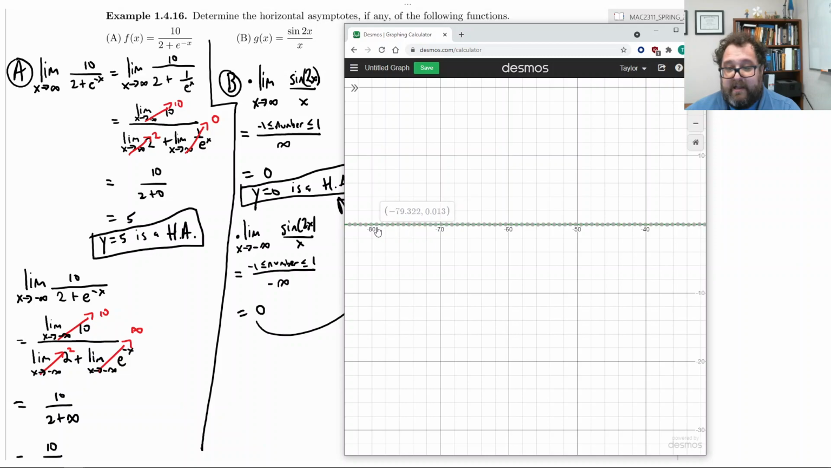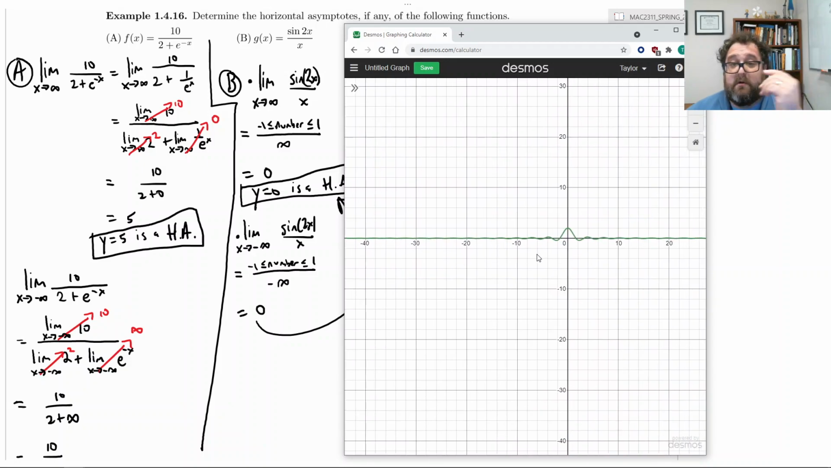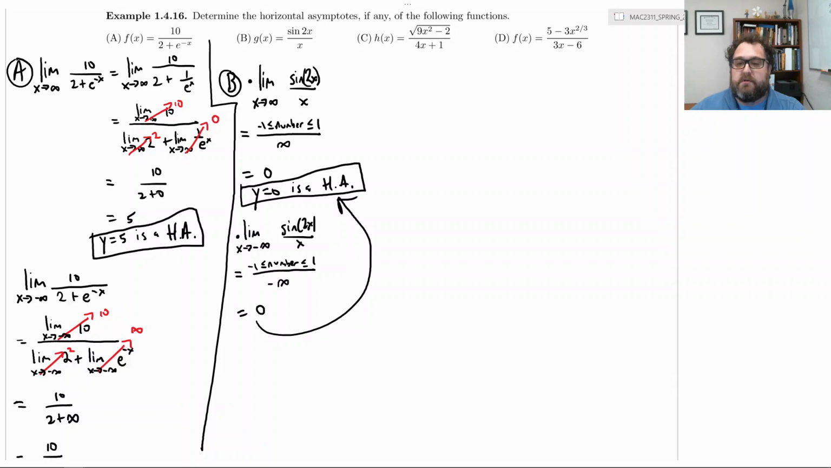I mean, we're just over here at negative 80, and Desmos is already rounding the y values to 0 because they're so close to 0. So here at 73, out to 3 decimal places, the y value is 0.014, which is very close to 0.013. And again, at about 80, Desmos starts rounding them to 0. So in both directions, we're bouncing back and forth, but very, very gently, because that denominator is making the overall quotient go to 0 in both directions. So we have the same horizontal asymptote in both directions.